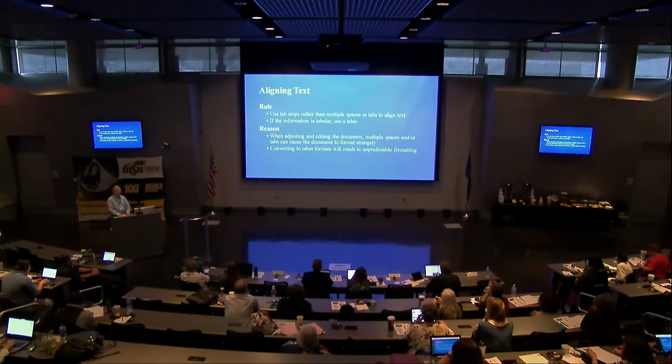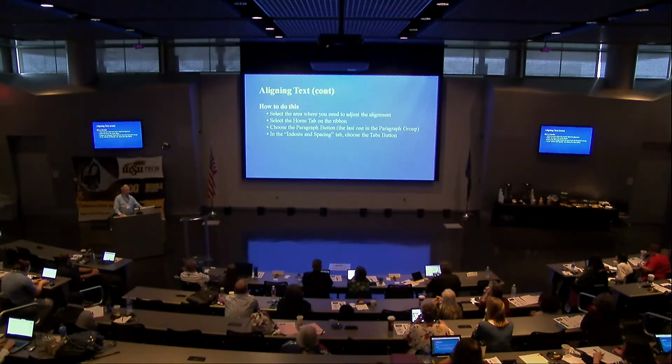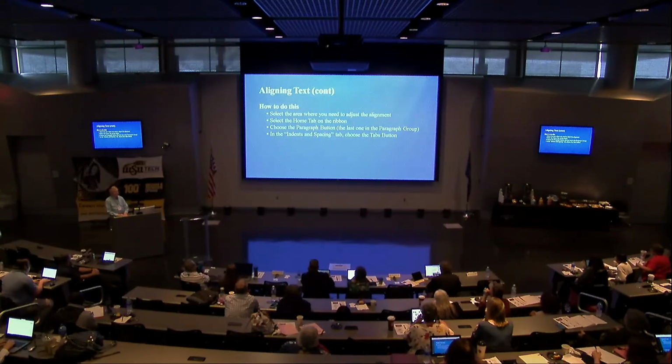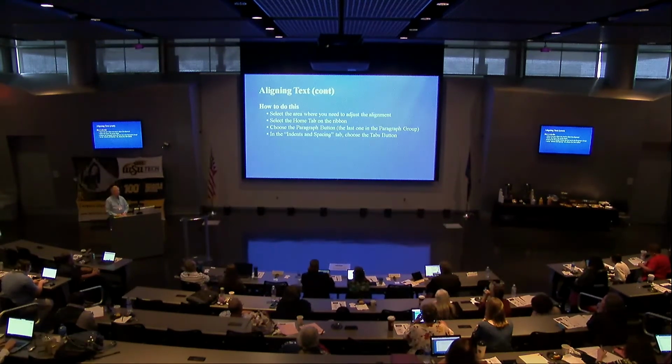Slide 24, aligning. So how do I align? How is the best way to do that? Select the text you want to align. Click the Home tab on the upper ribbon. Choose the paragraph button, the last one in that paragraph group. And then in indents and spacing, click on the tab option and adjust your tabs there. Set up your tabs. So if you needed to space in 2 inches instead of 1.5 inches, set it to 2, and everything will line up for you without having to do all the multiple spaces. Any questions?